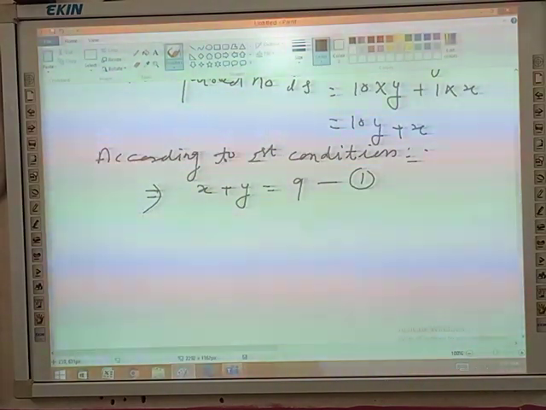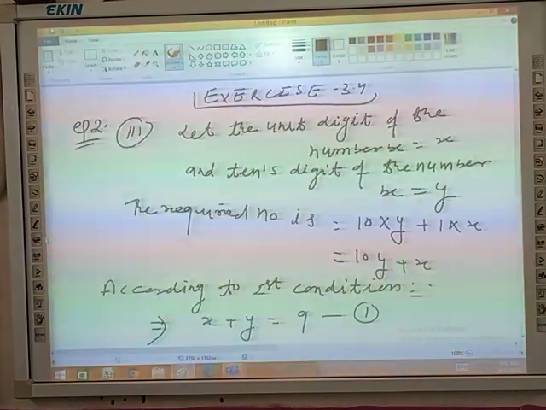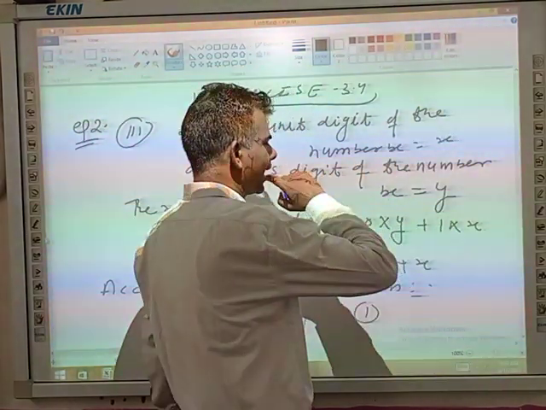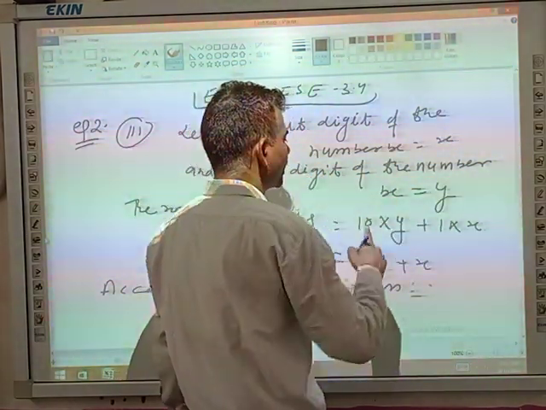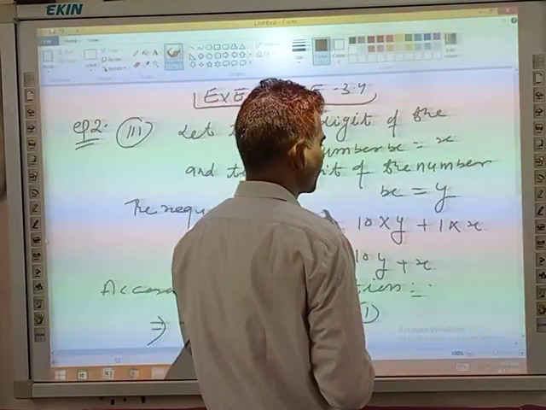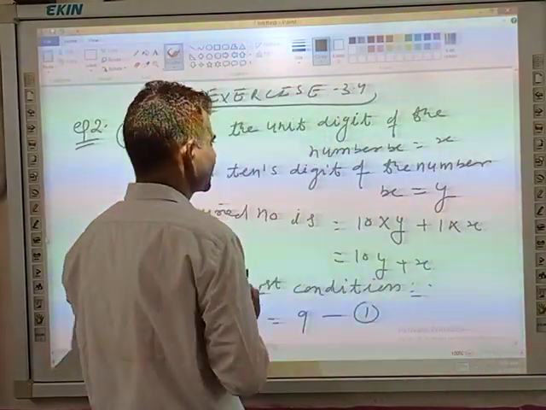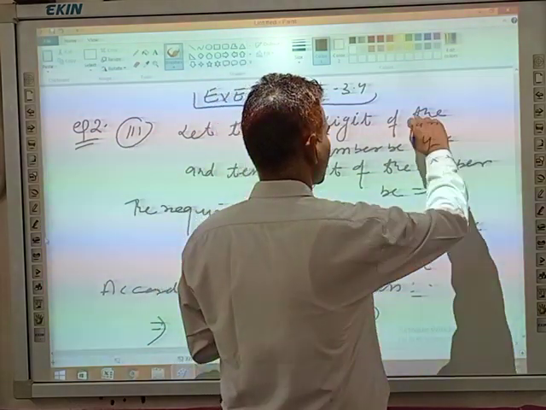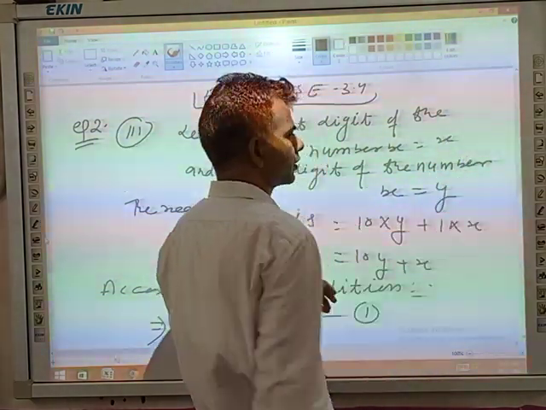Also, 9 times this number is twice the number obtained by reversing the order of digits. Now students, you have to reverse the order of digits. Your unit digit is x and tens digit is y. After reversing the order of digits, your unit digit becomes y.